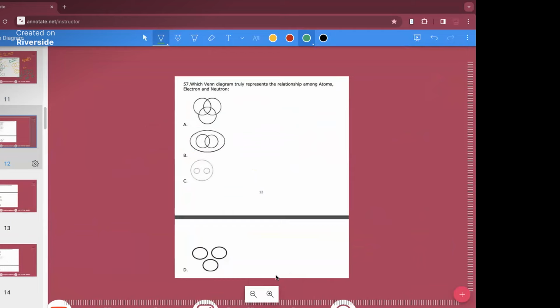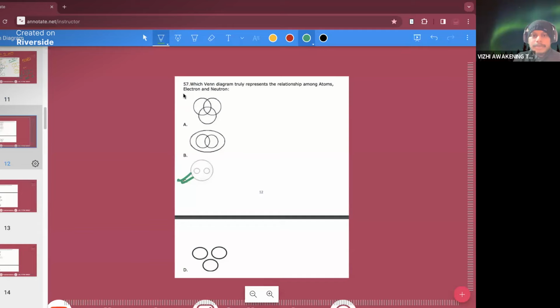Yes, absolutely. There won't be any interaction between electron and neutron, no intersection. An atom is a complete whole. Cool, guys. Shall we move? Yes, sir.